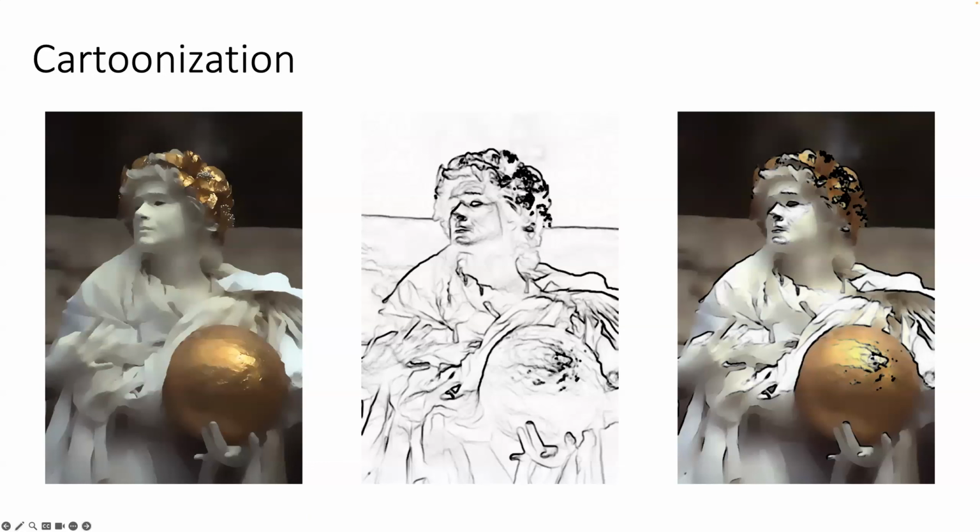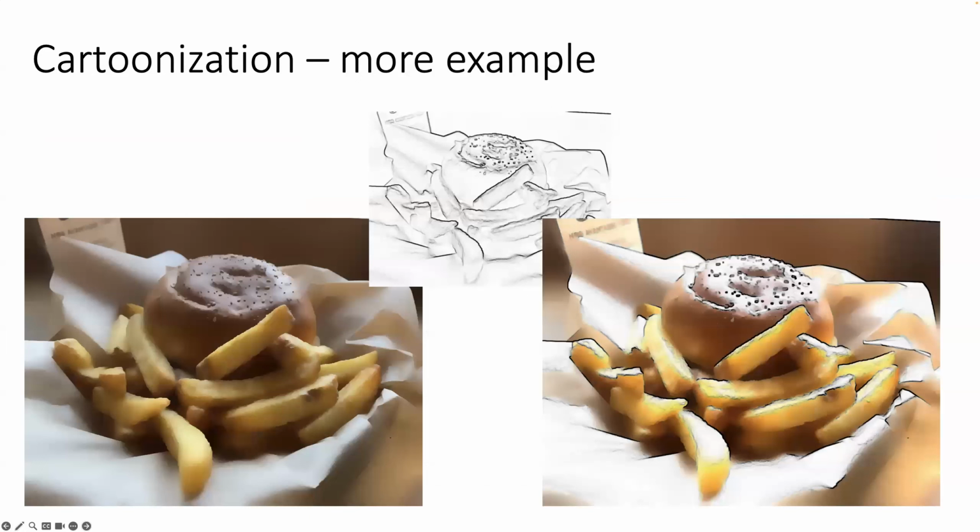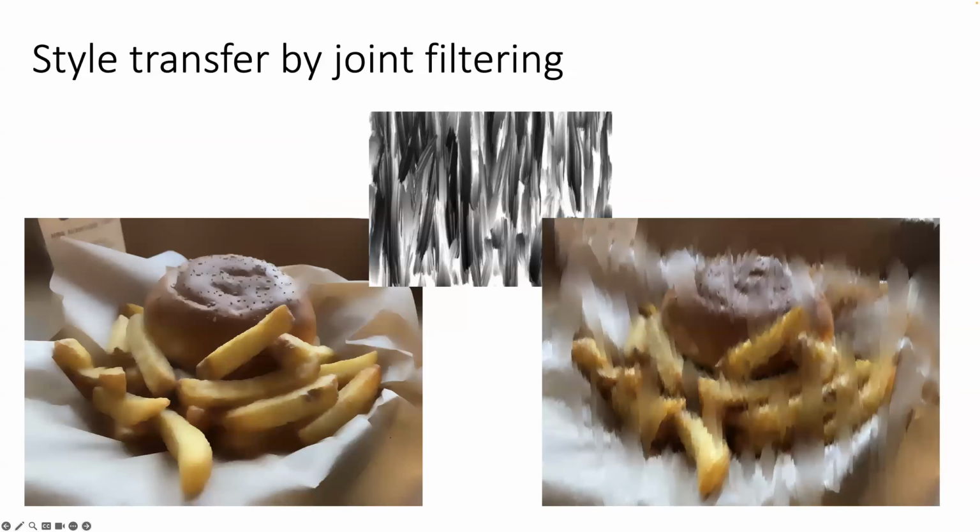This leads to the image on the right, where the details such as the surface of the ball and the face are removed, while the edges are emphasized. We can also apply the same pipeline to other photos to generate a more cartoon-like feeling by integrating the edges with the edge-aware smooth image. In this example, the boundaries of the fries are highlighted while the textures on the burger are abbreviated away.